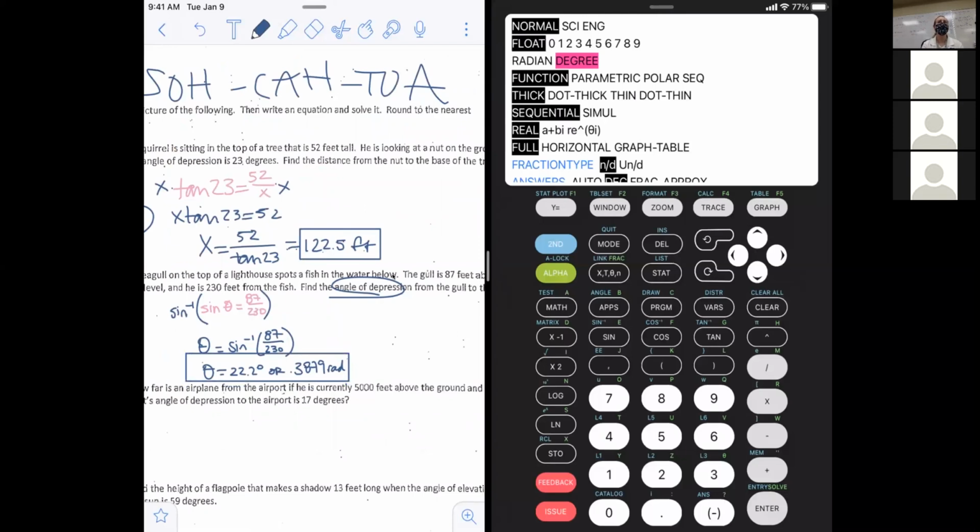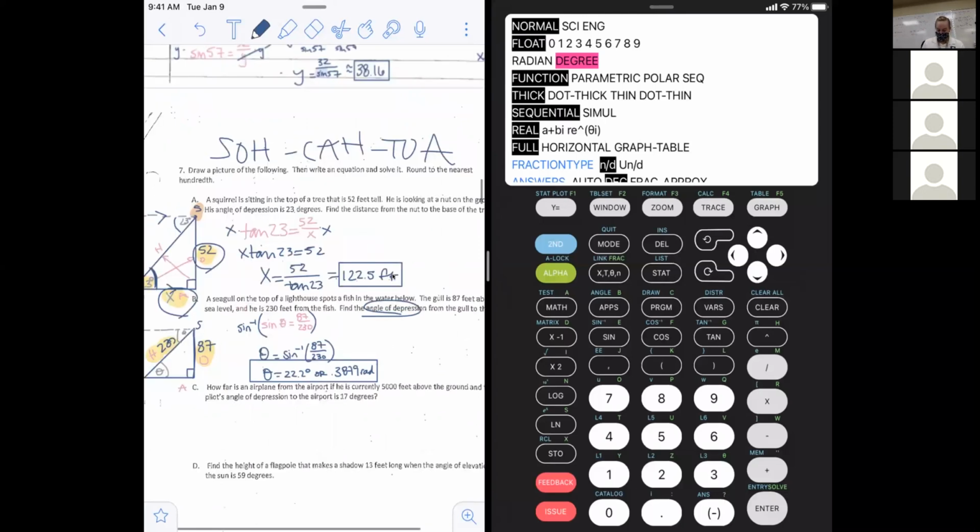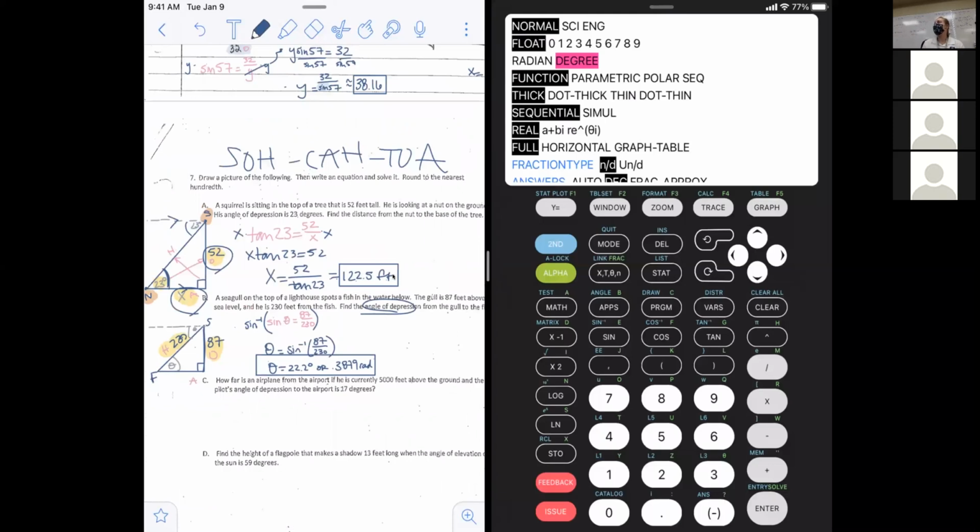Okay, I'm going to do one more and then we're going to go to lunch, okay? So my answer was, this time, in radians or degrees because I was finding the angle. Normally we're going to find a side length. And that's what we're going to find on this next one. We're going to find a side length.